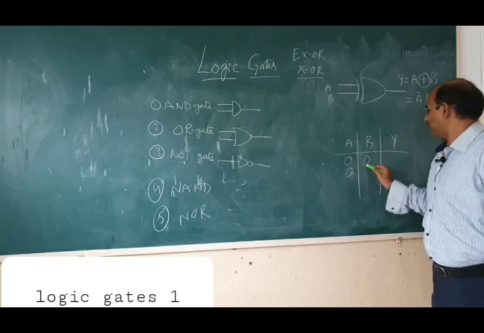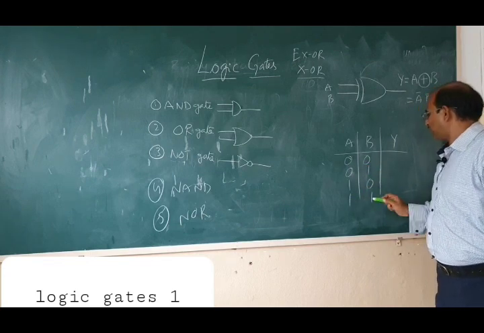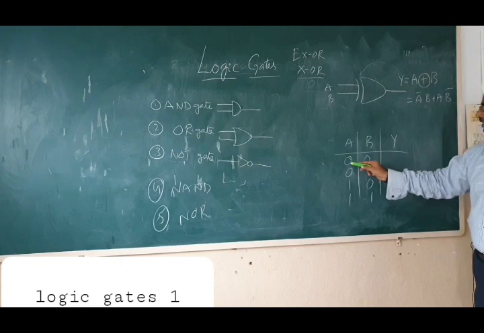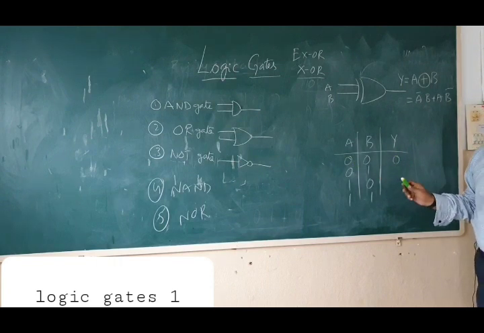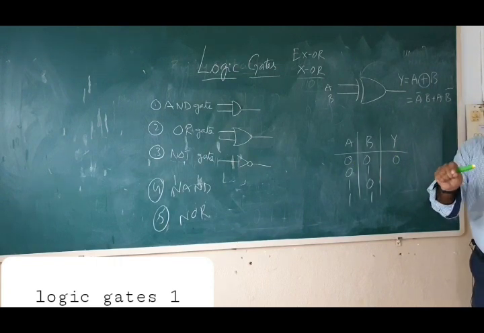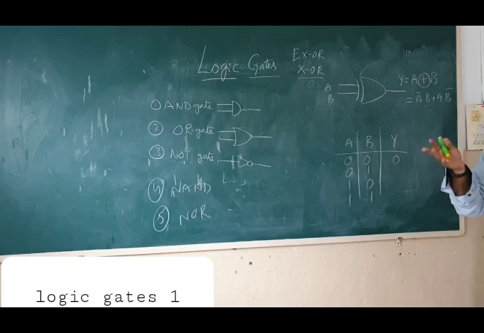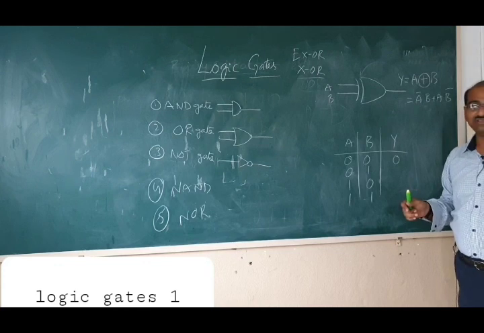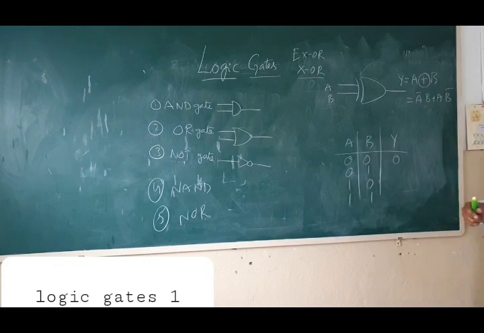0 0 0 1 1 0 1 1. So the output is exclusive OR. That means if only one input is 1, the output is 1. If both are 1, it is not. That's all, simple. I am using Telugu here for better understanding, right?